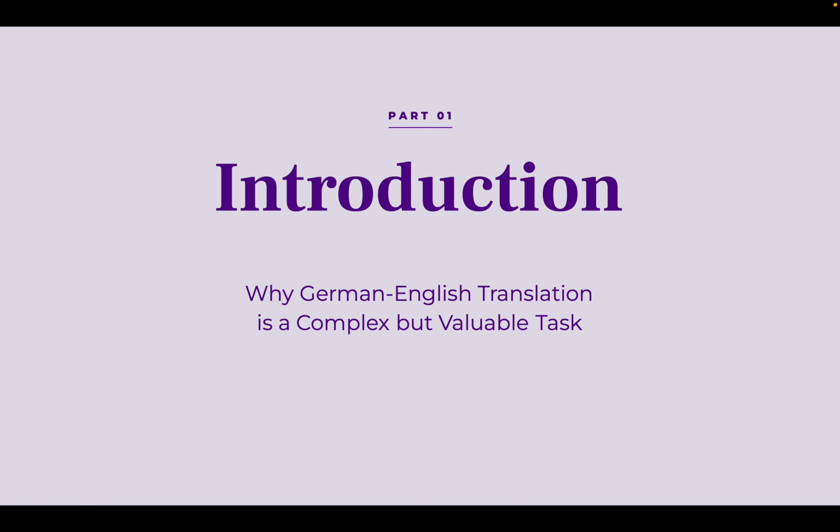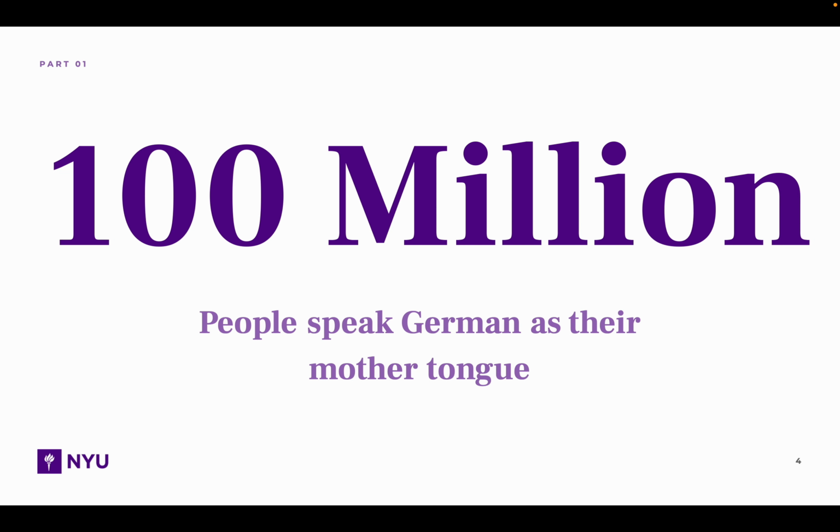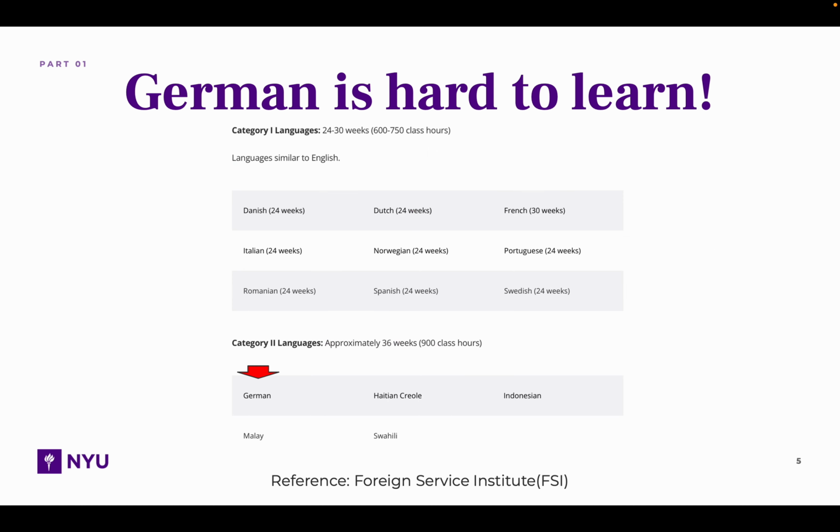So, first of all, why is translating German a hard but valuable task? German is the mother tongue of more than 100 million people, and is also a widely used language in academic circles and international organizations like the United Nations. However, it is hard to learn German. According to FSI, from this chart, we can see for English speakers, German is hardest among the European languages, and almost similarly hard to Eastern languages like Indonesian.